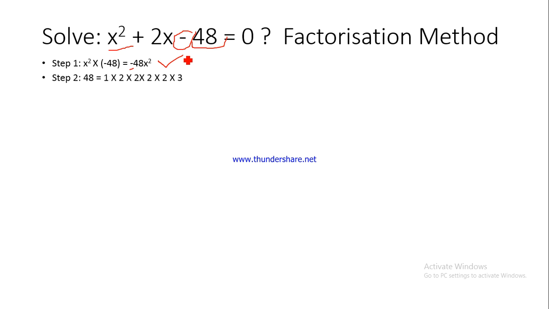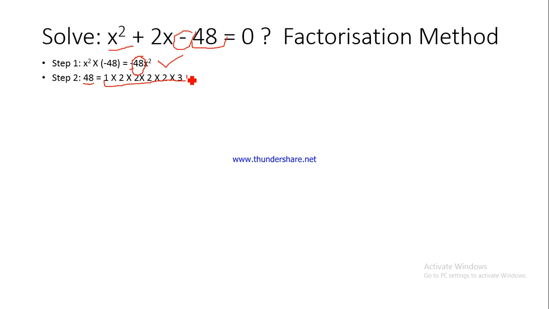Then what was the next step? You had to basically take this particular coefficient. This was the coefficient which was there, which is 48. In fact, it is minus 48, so you have to take up 48 and you have to find out the factors of 48. And so I have written down the factors of 48. So basically 48 is equal to 1 into 2 into 2 into 2 into 2 into 3. So basically this is how we factorize 48.